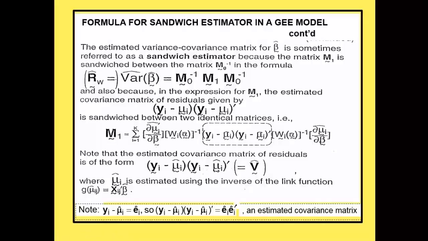yi minus mu sub i prime. If you've got a person with 4 observations, if yi minus mu sub i is a 4 by 1 column vector, what's yi minus mu sub i prime? Is it a 4 by 1 vector, or what is it? It's a 1 by 4 vector. So what you're doing is you're multiplying a 4 by 1 vector by a 1 by 4 vector.